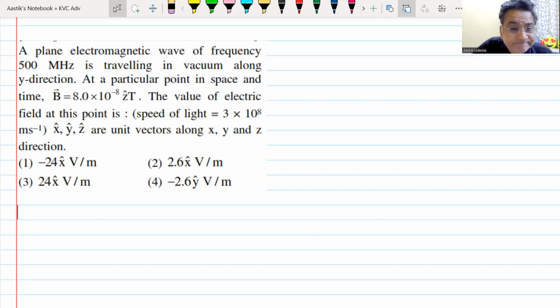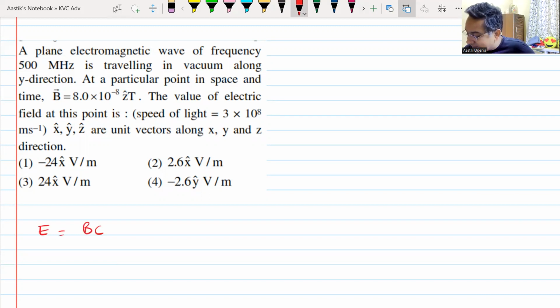Here comes the next one. Option 1 is the answer. How are you supposed to do this? Electric field magnitude will be given by B multiplied by C. If you multiply B by C, I think you are going to get 24. So the only options that may be correct are option number 1 and option number 3.